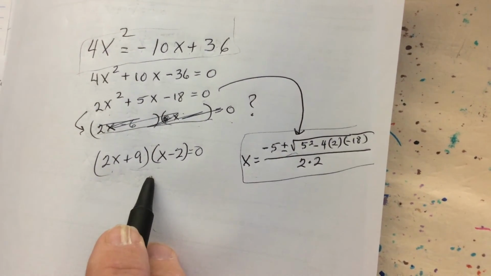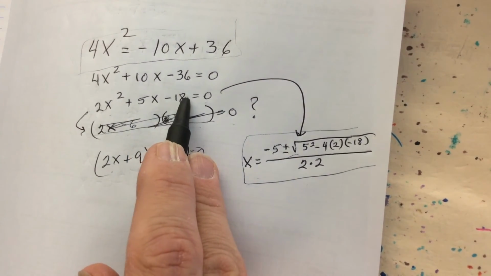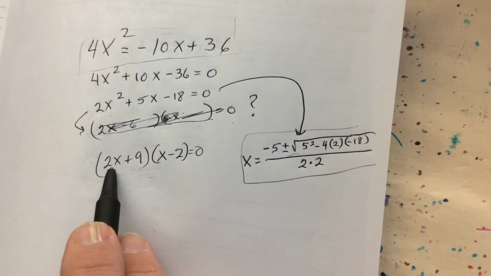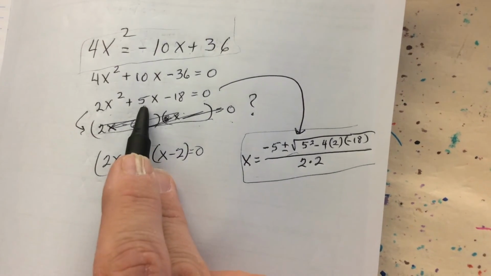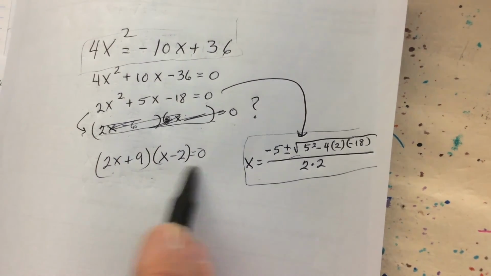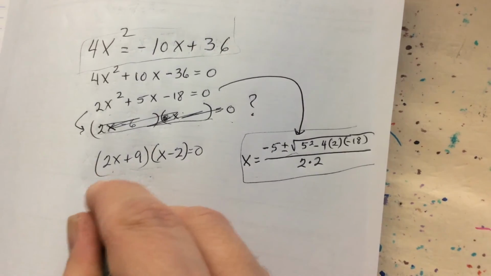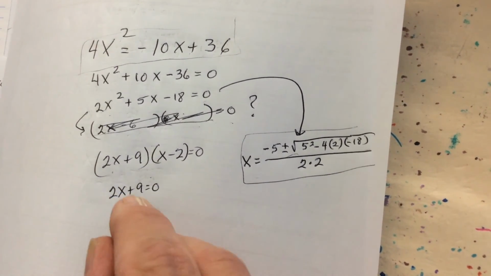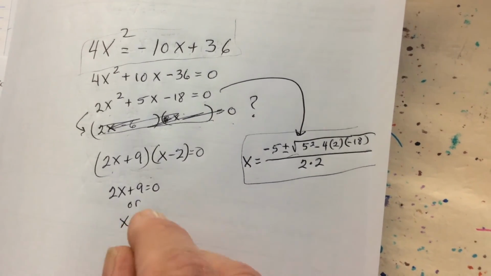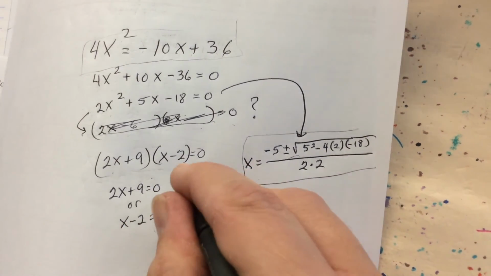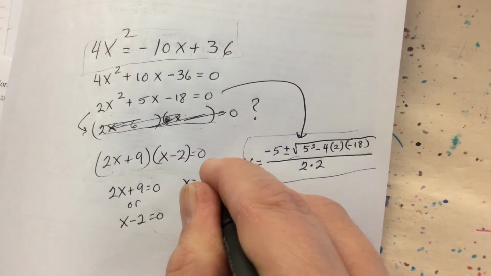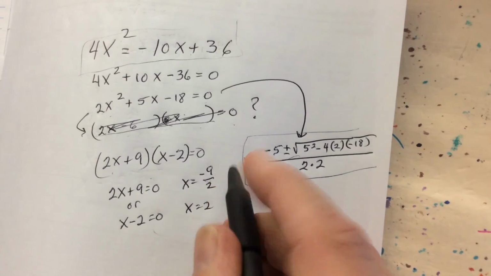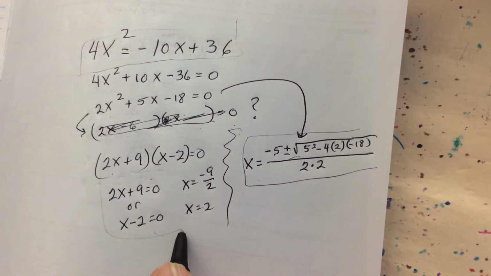That works, doesn't it? 9 times negative 2 is negative 18. 9 times x is 9x. Minus 2 times 2x is minus 4x. Put them together, you get 5x. This works. So that now 2x plus 9 has to equal 0, or x minus 2 has to equal 0, which means x is equal to negative 9 over 2, or x is equal to 2. That would be this solution right here.